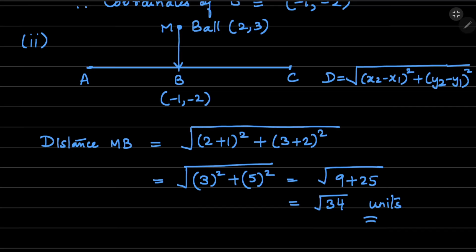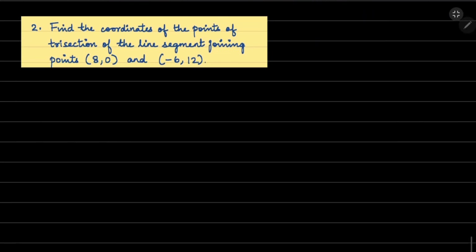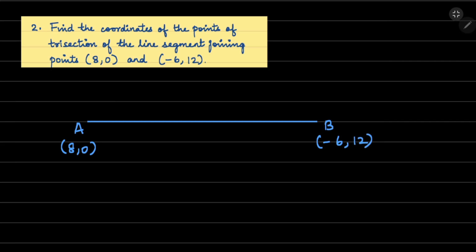Let's move on to the next question. Find the coordinates of the points of trisection of the line segment joining the 2 points. So let's draw the points. Trisection means the line segment is divided into 3 different segments. So here you are given only 2 endpoints, that is A and B. So let the point A be 8, 0. Let the point B be -6, 12. Okay, so you're given to find the coordinates of the points of trisection.